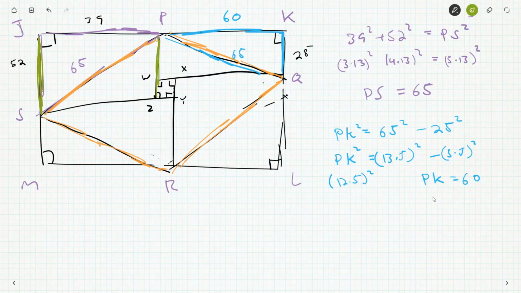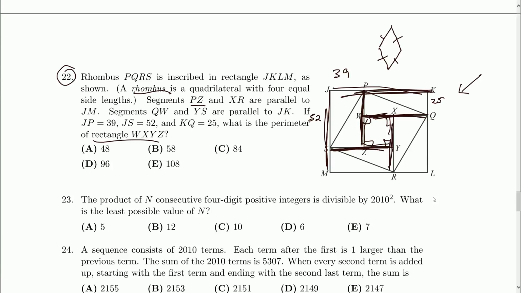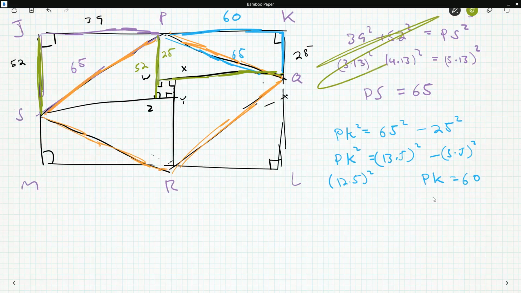JS has got to be the same as PZ, so that's also 52. And we got 25 here. Carries over to a 25 here. Oh. Wait a minute. There's no way it's that easy. 25 here means a 25 here. A 52 here means a 52 here. Yeah, it's just a... Oh. Okay, none of this was necessary.